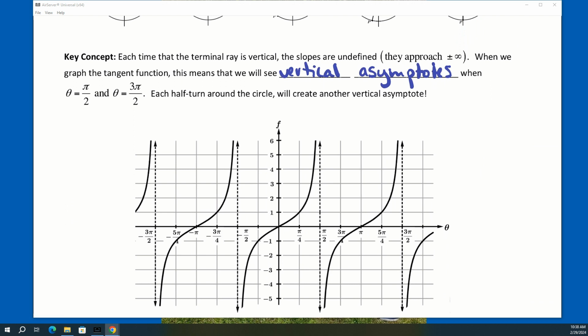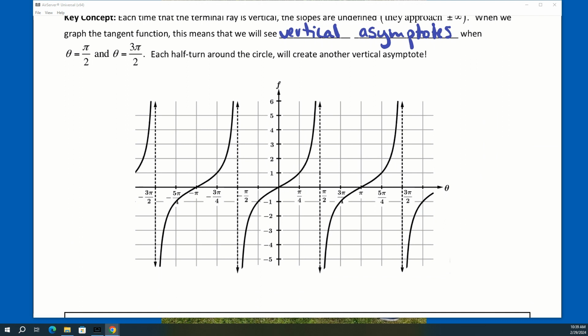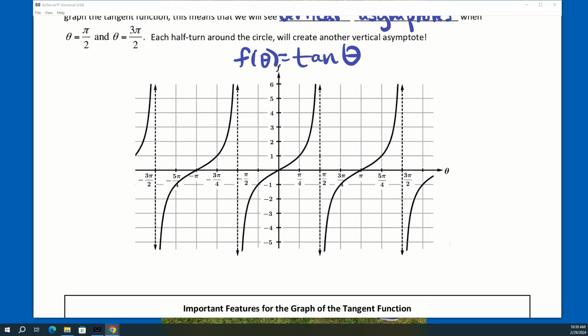All right, so what you see there is the tangent graph is actually a little bit more than half periods of tangent. So this is going to be f of theta equals tangent of theta. And then this right here is 1 period of tangent. All right, so this is what a tangent curve looks like, and it just repeats that same period over and over and over again.